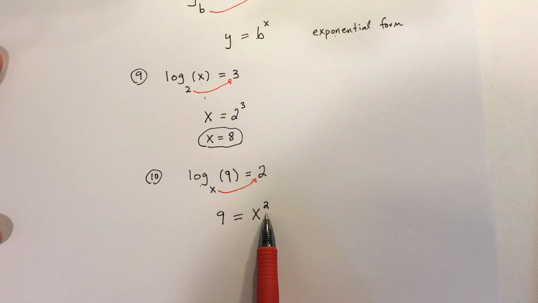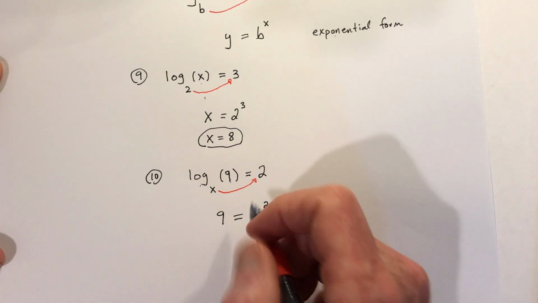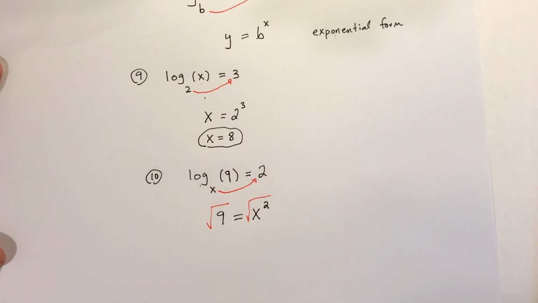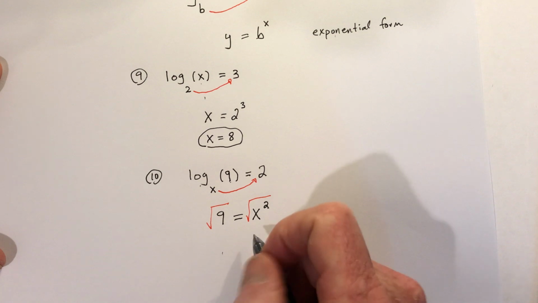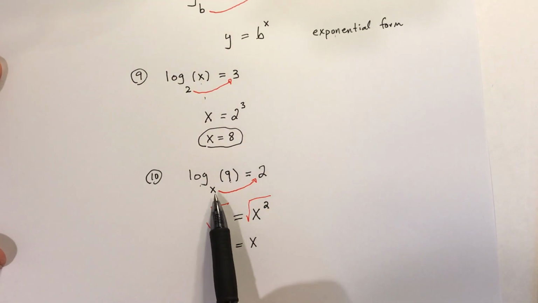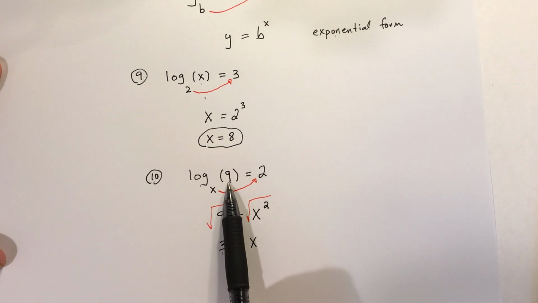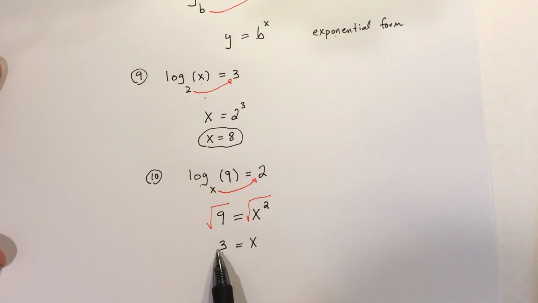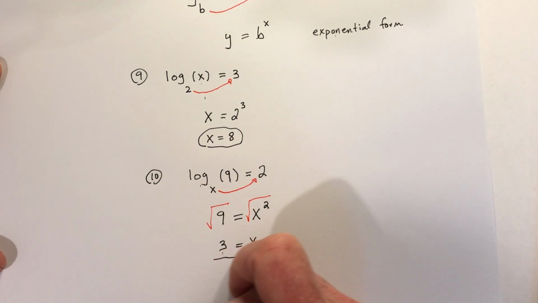And in order to solve for x, we need to get rid of this square, so just take the square root of both sides. Usually when you take the square root, you're supposed to put plus minus and get 2 answers, but with a logarithm, this number cannot be negative and this number cannot be negative. So this is the base, it cannot be negative, so I don't have to do the plus minus, I only need the positive 3 as the answer.